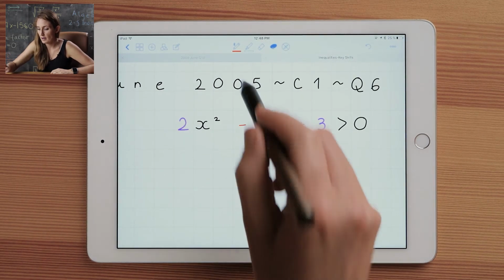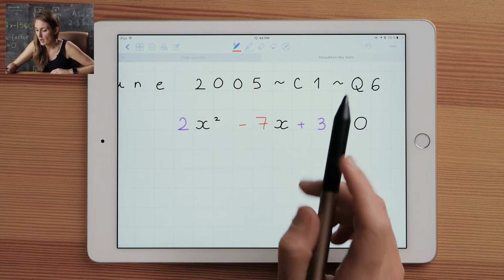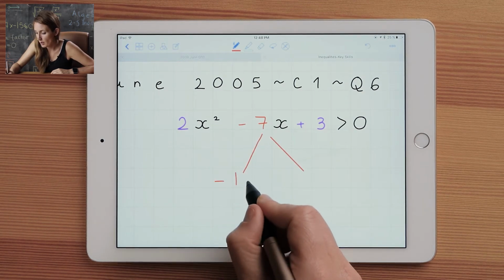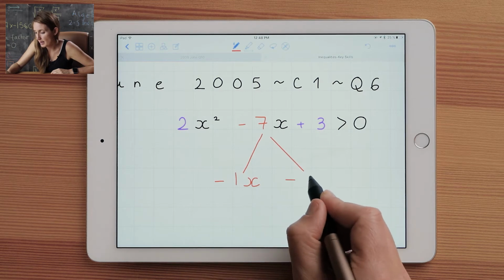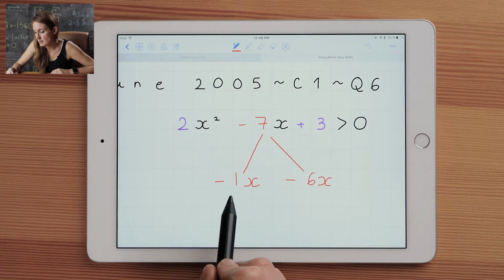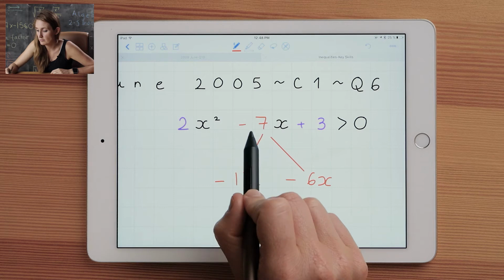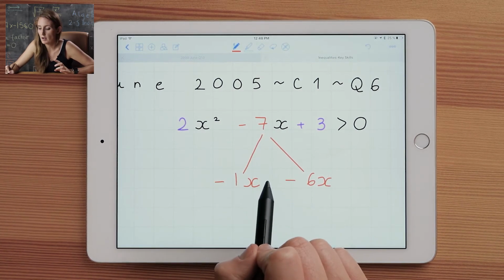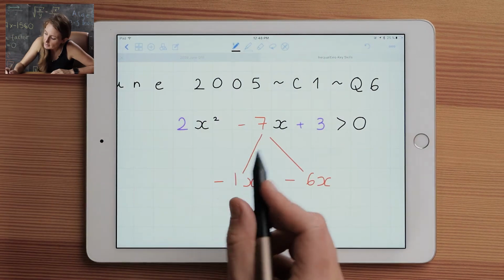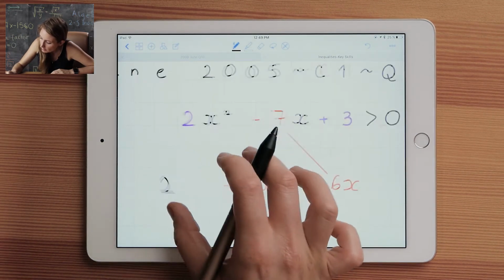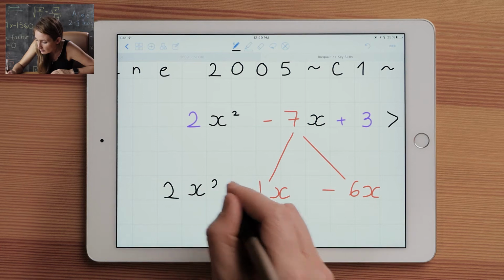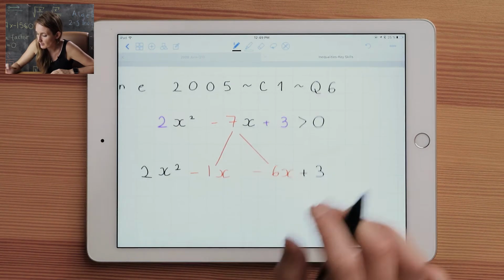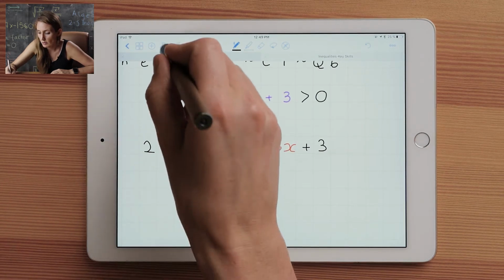If we go back now to our original equation, I'm going to split this up into minus 1x and minus 6x. You can see minus 1x minus 6x will still give you minus 7x altogether. I'm just splitting that into two parts now. I'm going to rewrite here the 2x squared from here and also the plus 3. Now, what to do next?